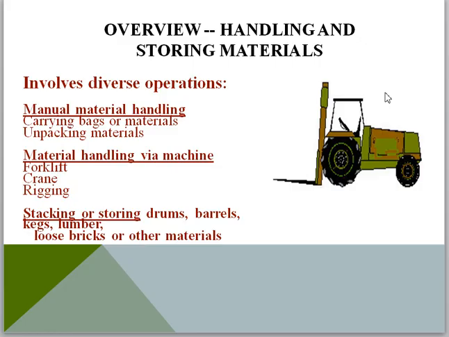So if you are carrying bags or materials, unpacking materials, the other method is handling with forklifts, with machines. Another is cranes, we can use cranes, forklifts, rigging machines, and many other things, dump trucks carrying the materials. Okay. So stacking and storing drum barrels and lumber. Lumber means wood, loose bricks or other materials.